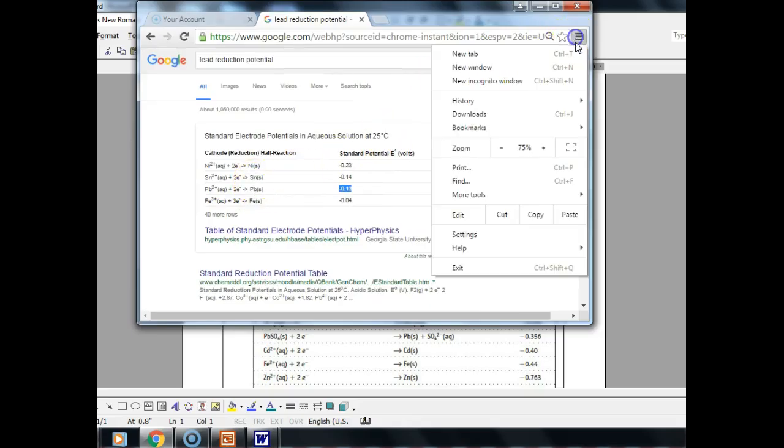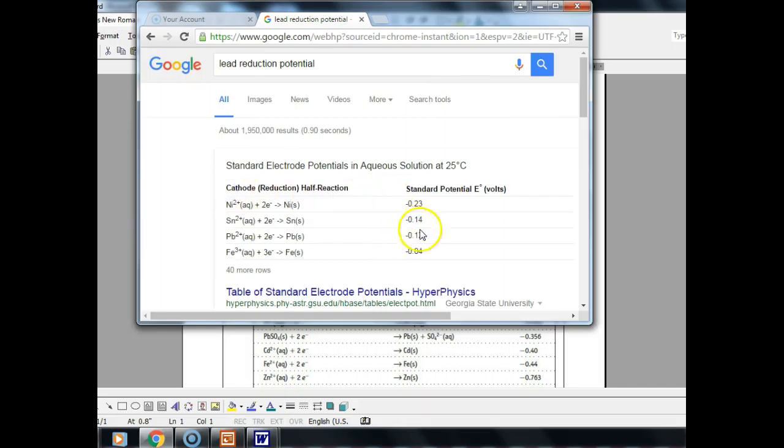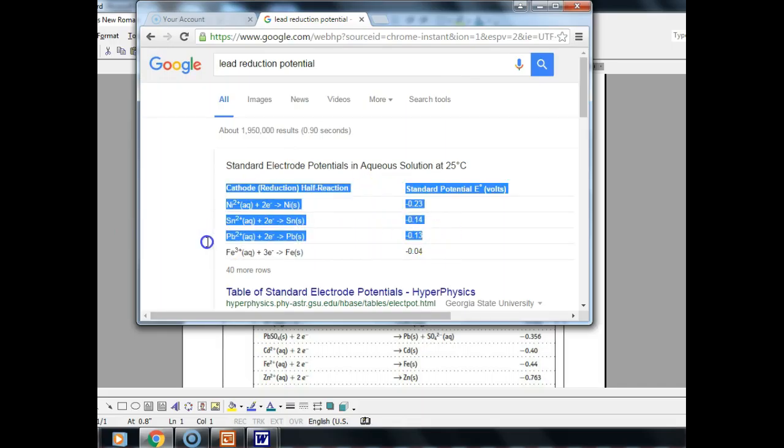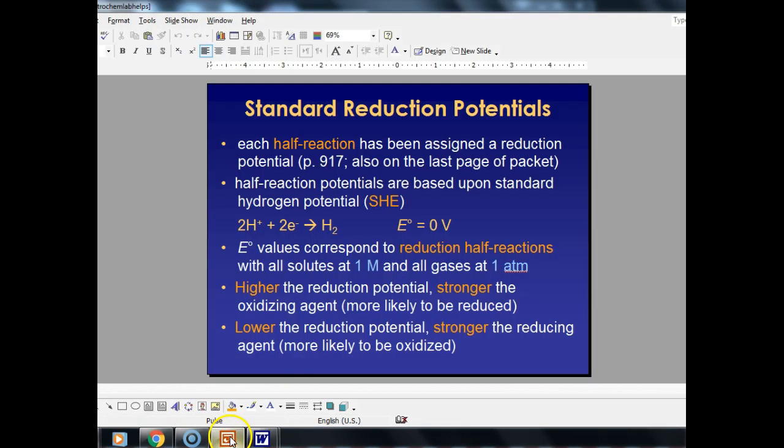There, it's on the whole page, so that should make it a little easier to see. So we want to make sure you write this one down: lead's reduction potential is negative 0.13 volts when 2 electrons are gained to make Pb. Alright, so that's your sixth one that you'll need for this lab.